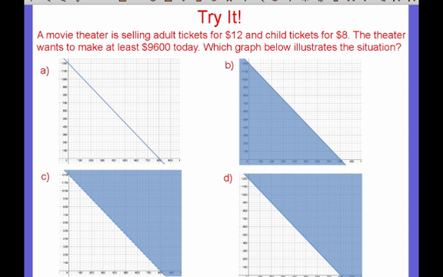So I'm going to leave you with tonight's try it problem. It says a movie theater is selling adult tickets for $12 and child tickets for $8. The theater wants to make at least $9,600 today. Which table below illustrates the situation?